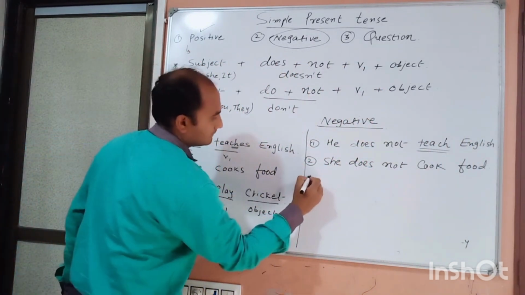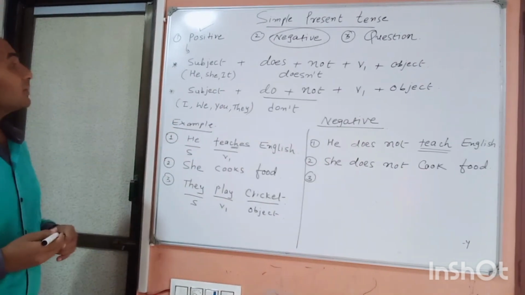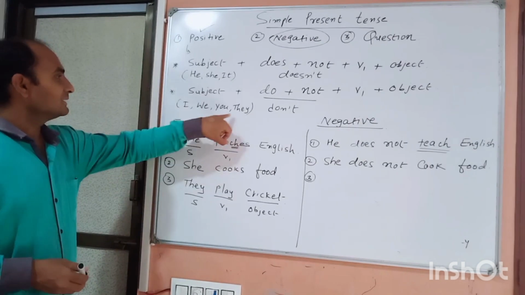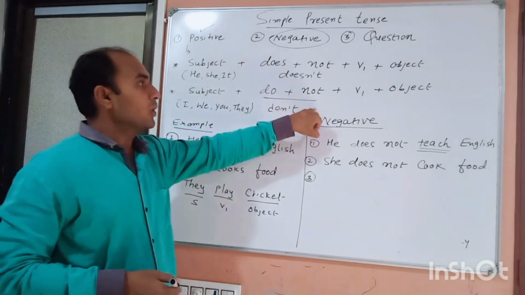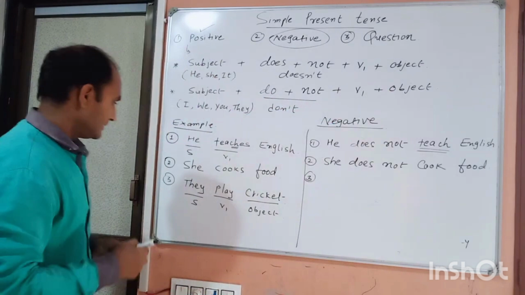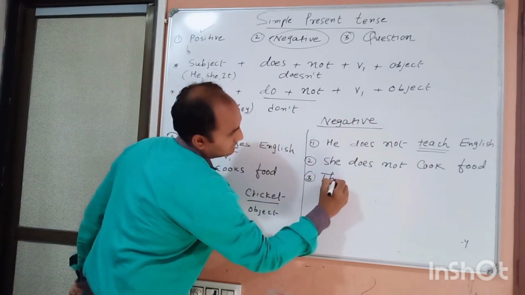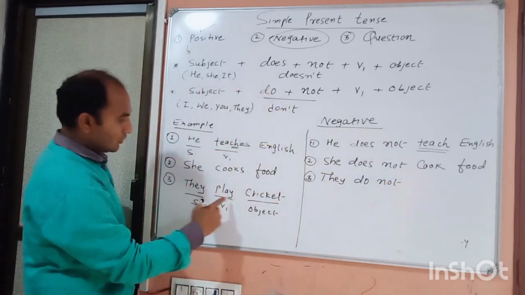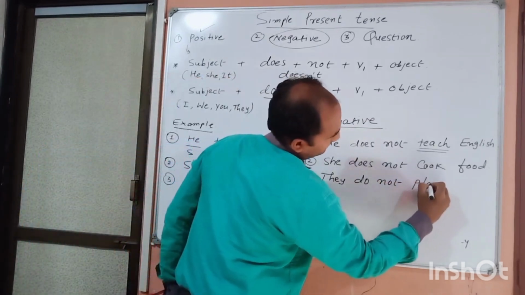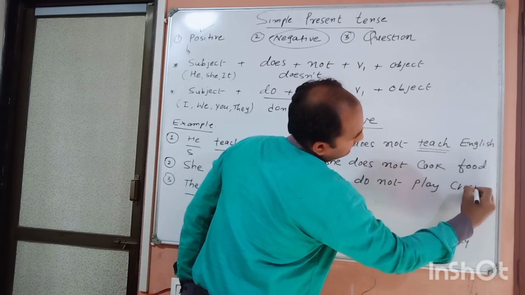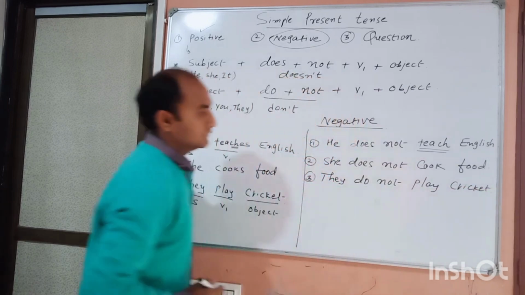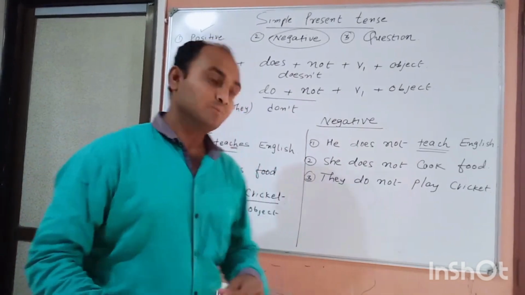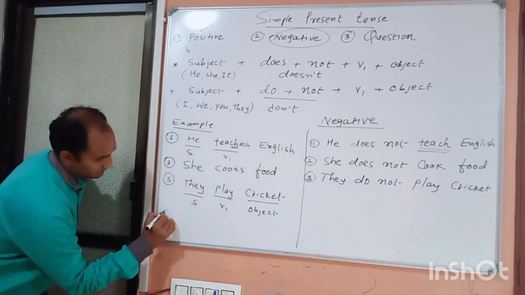Number 3, it is an example of the second structure. They, then do, not, then V1, then object. That means they do not play cricket. Okay, so in this way we can understand very well. One more example I am giving.